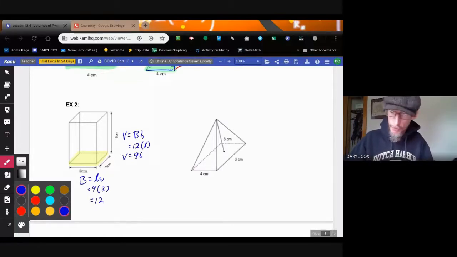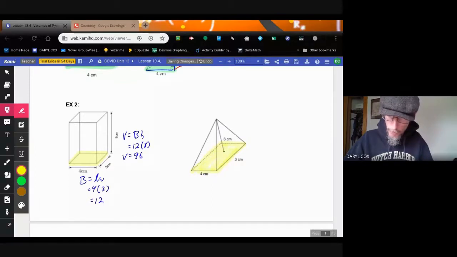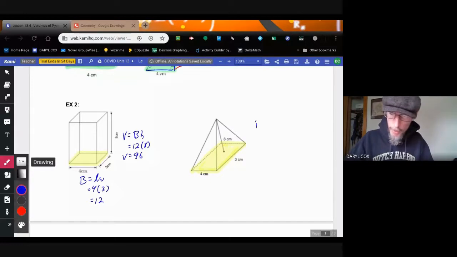Let's look at this next figure, though. The base of this figure is also a rectangle that is 4 by 3. So again, area of the base is length times width in this case because it's a rectangle. So that's 4 times 3. So the area of the base is 12.